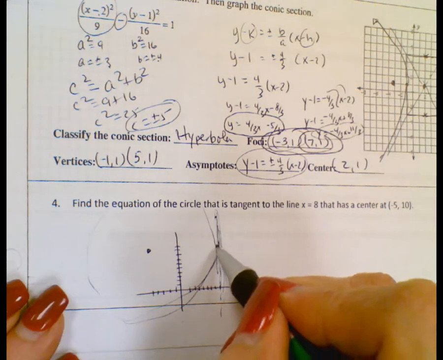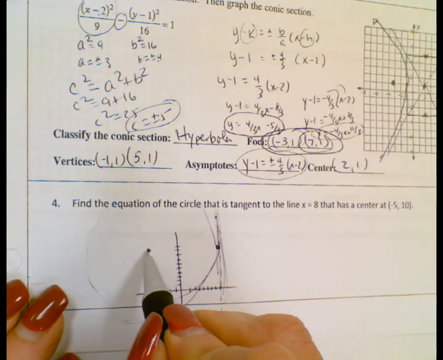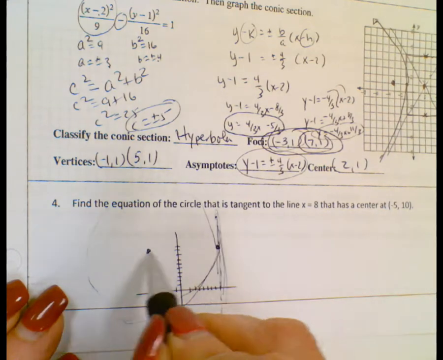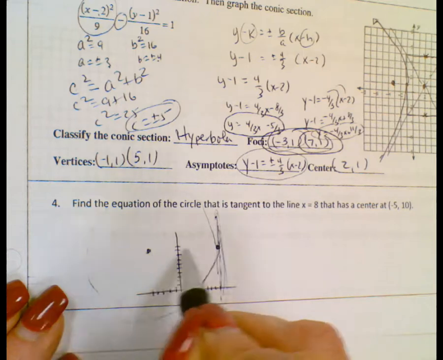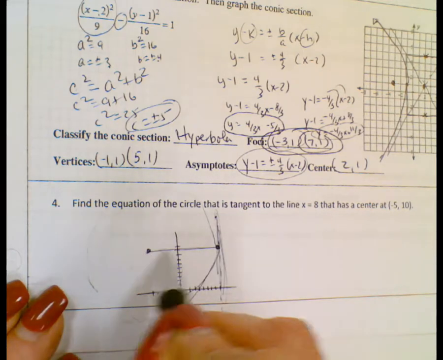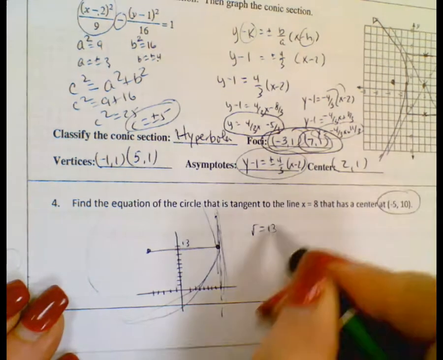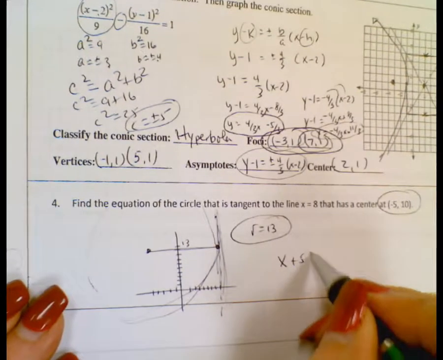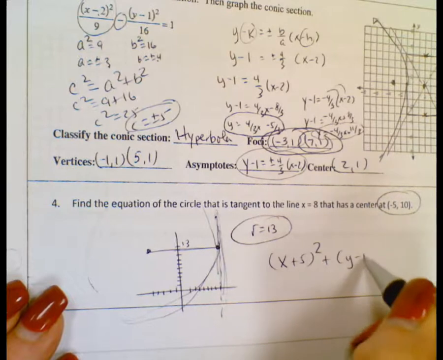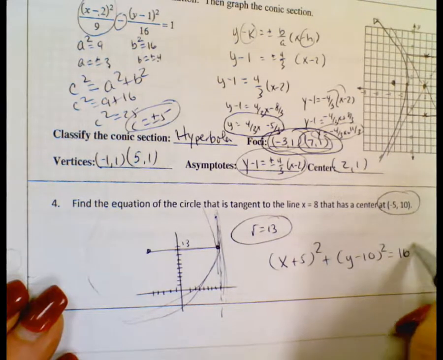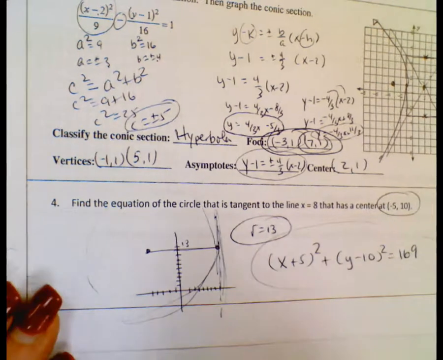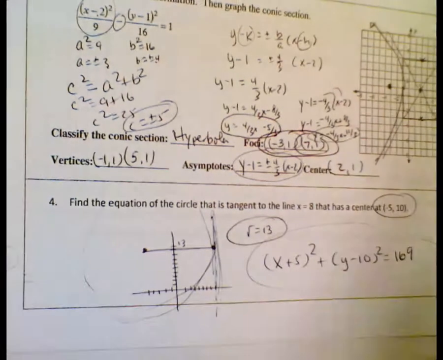So what is the radius? This was -5, correct? And if you have to go over to 8, that's 5, and 8 more is 13. That's a distance of 13. That's your radius. So if you know your center and you know your radius, you can write the equation of a circle. That's your equation of your circle. And that's page 1.